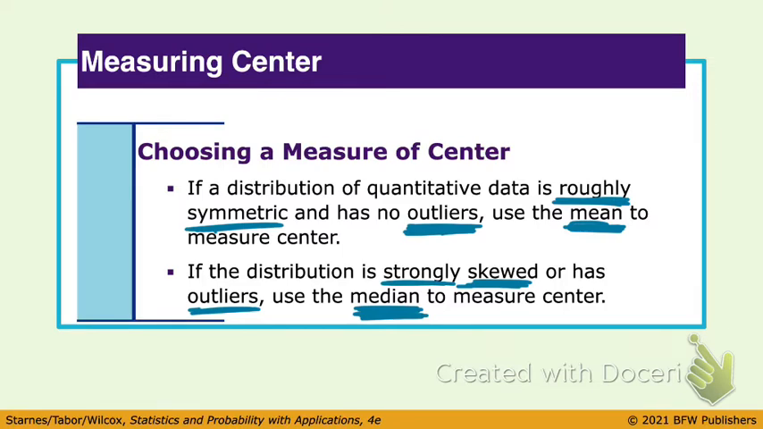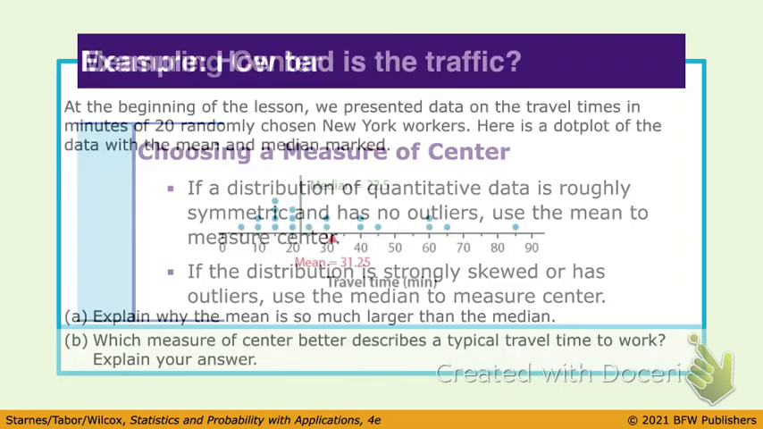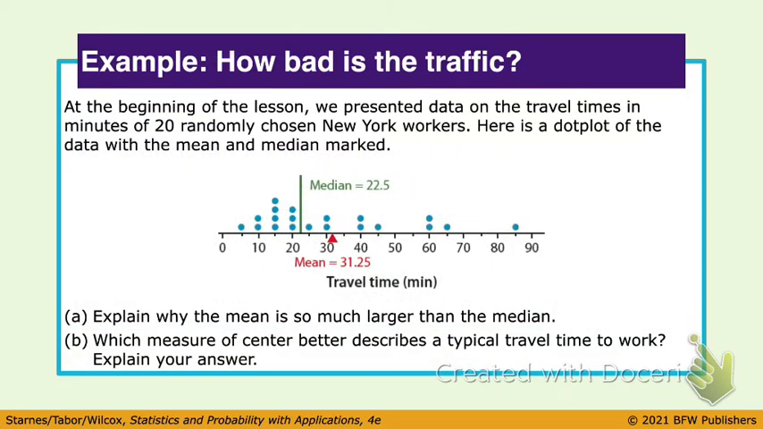All right, so here's our example from the very, very beginning. This example was about New York workers and their travel time to work. We have 20 randomly chosen, and that's the dot plot. We have the mean and the median marked for you. So the median is 22.5. The mean is 31.25. All right, why is the mean larger than the median? What do you guys think?